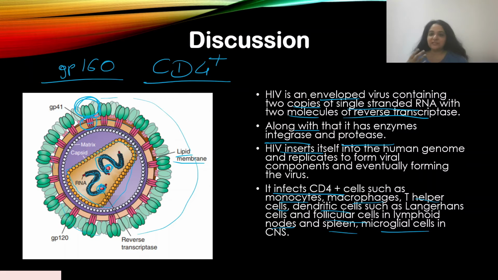Okay, so it infects CD4 plus cells, and I've given you the list of where the CD4 plus receptor is present. Okay, so even if they ever ask you in the exam what kind of cells, if they give you CD4, you know it's CD4. Okay, but I don't know if they'll go to that extent, because you will study this later on anyway. Okay, so these are the CD4 plus cells that are present in our body, and HIV infects them.